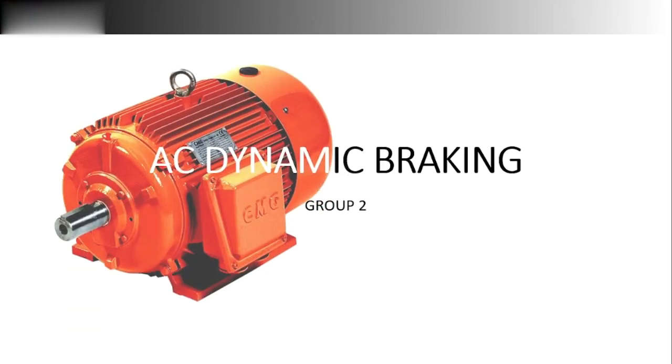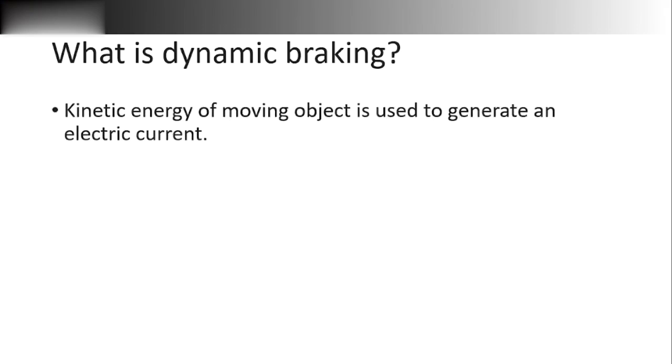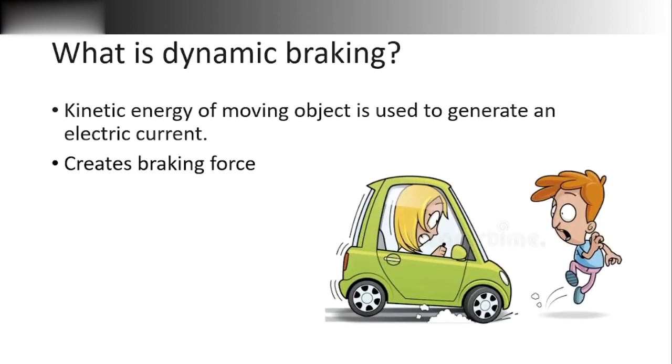AC dynamic braking. Before we go into what AC dynamic braking is, we will see what dynamic braking is. In dynamic braking, the kinetic energy of the moving object is used to generate an electric current. This electric current is in the reverse direction, so it creates a braking force which can be used to brake or stop the object.